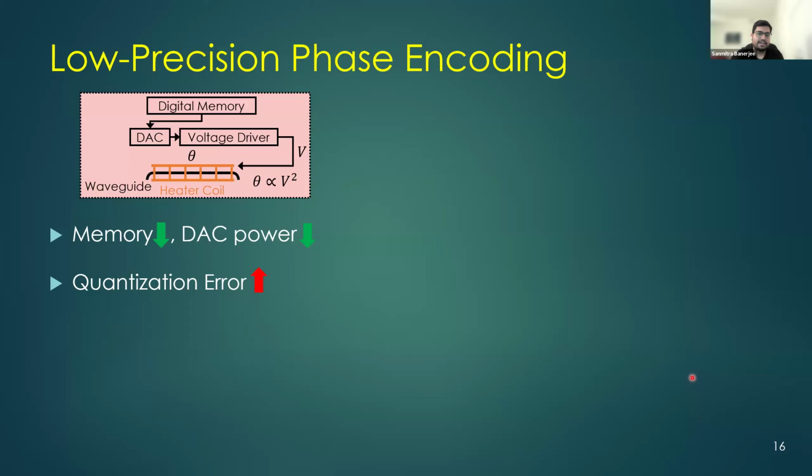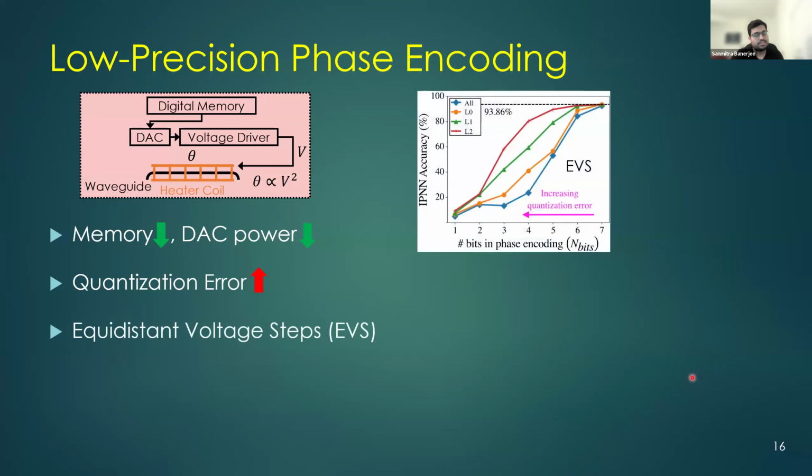So we wanted to analyze the effect of this quantization error, and we developed 3 different paradigms of quantizing our photonic neural network. One is an equidistant voltage step. Let's say we know that our voltage range to realize the 0 to 2 pi phase is between 0 and V1, and we want to check 8-bit quantization. So we'll segment this 0 to V1 range into 256 steps.